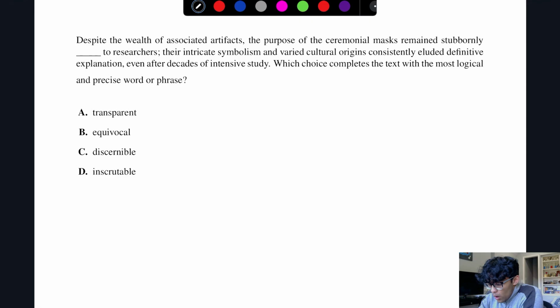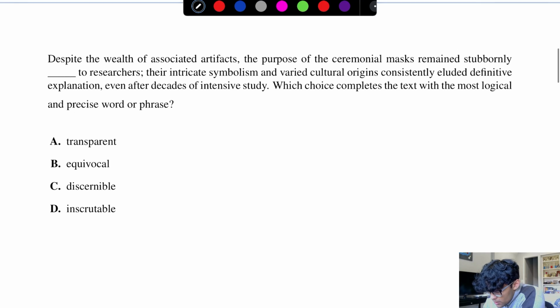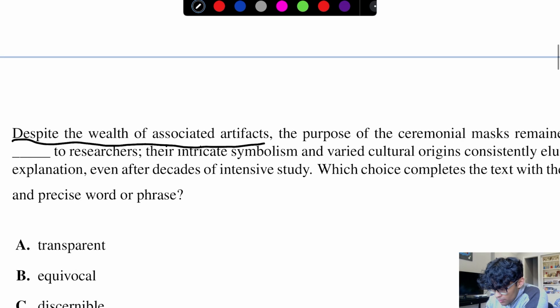So, despite the wealth of associated artifacts, the purpose of ceremonial masks remains stubbornly blank to researchers. Their intricate symbolism and varied cultural origins consistently eluded definitive explanation even after decades of intensive study. Which choice completes the text with the most logical and precise word or phrase? Okay, so despite the wealth of associated artifacts, that means there were a lot of these artifacts.